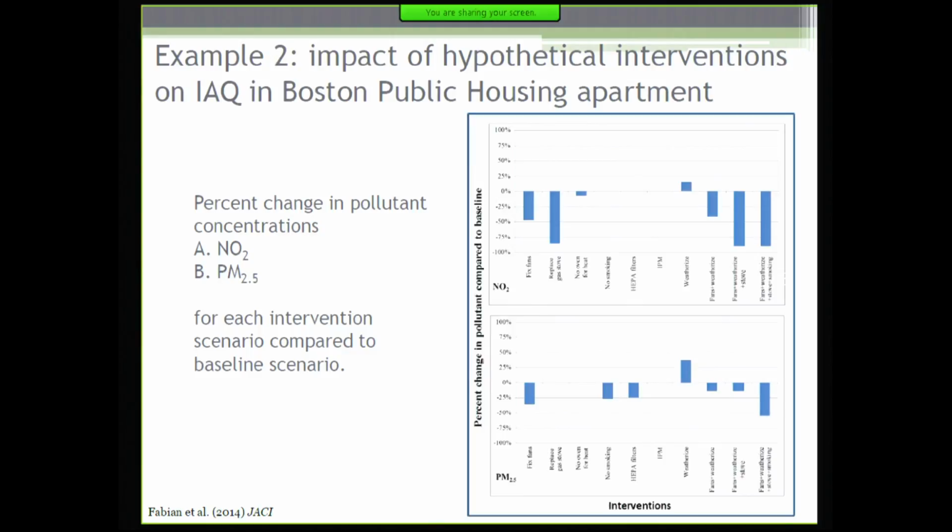Again, this was published in 2014. And you can see, for example, for HEPA filters, those don't have an impact on NO2, but they do have an impact on PM2.5. And so we were able to evaluate the relative impact of the interventions on all the different pollutants. Next slide.